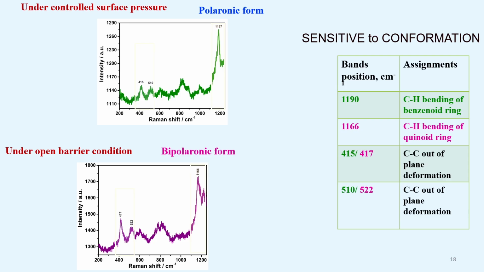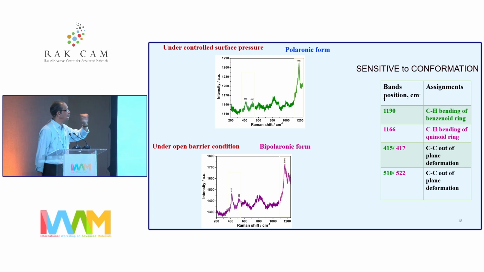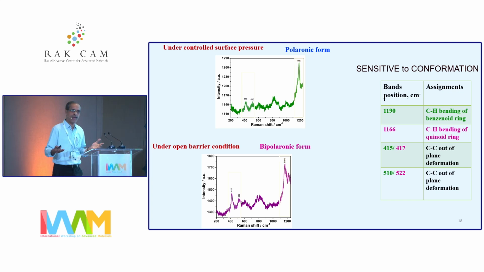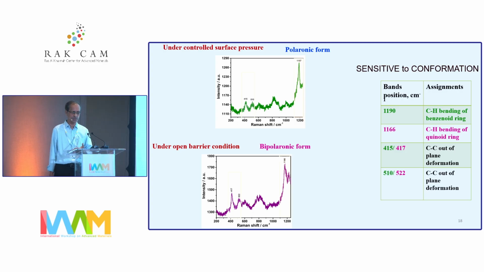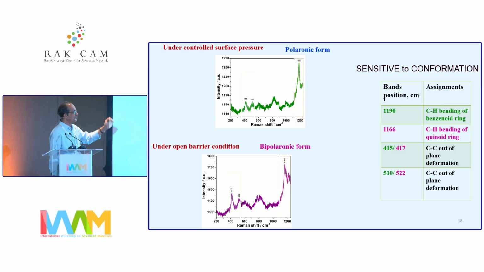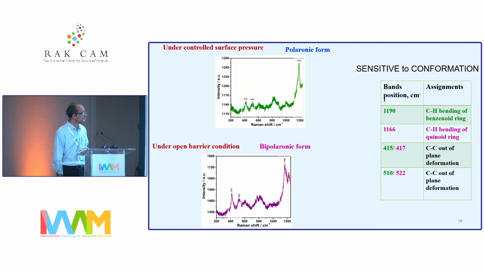and try looking at the out-of-plane bending modes. What you see on the right is the benzenoid ring CH bending versus the quinoid CH bending modes. One can immediately see that the polaronic form and the bipolaronic form have different signatures. So when the polymerization happens under pressure, I have the polaronic form, and when I do not have the pressure, it gives the bipolaronic structure as well.